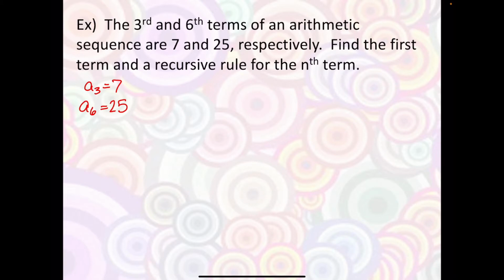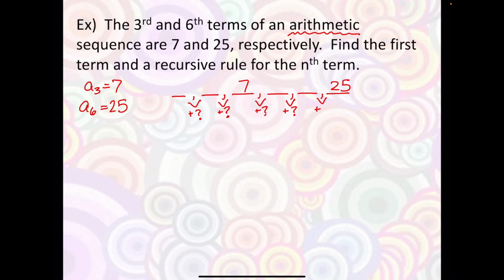So if we needed to get more of a visual, we could write out terms 1, 2, 3 is 7, 4, 5, and the sixth term is 25. We have to then look to see what kind of sequence we have. So we have an arithmetic sequence. That means every time we are adding the same amount. So I'm adding something each time to get each value. I don't know what that value is at this point. That's our common difference, but I don't know it yet.